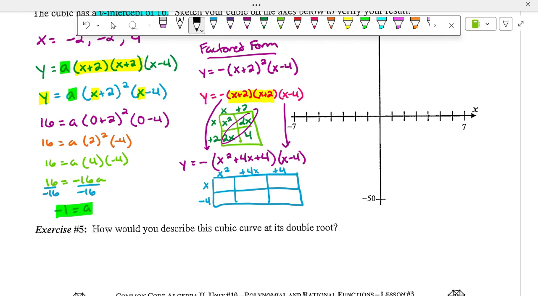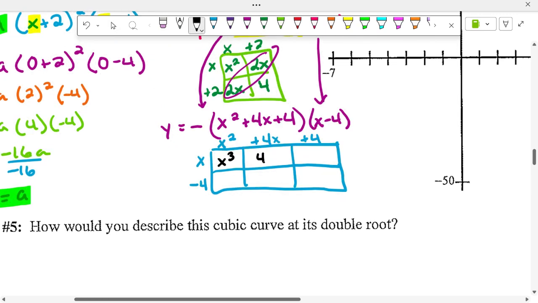What's x squared times x? X cubed. What's 4x times x? 4x squared. What's 4 times x? 4x. What's negative 4 times x squared? Negative 4x squared. What is negative 4 times 4x? Negative 16x. What's negative 4 times 4? Negative 16.